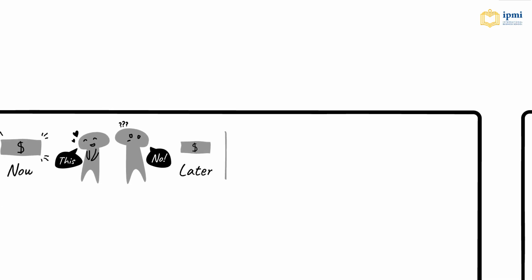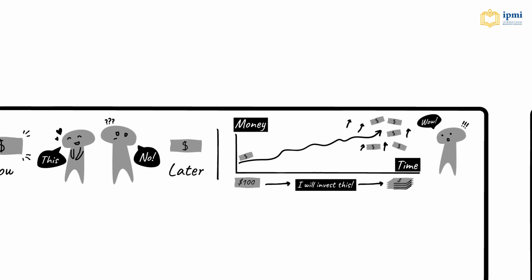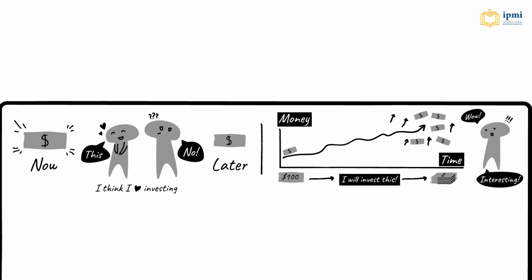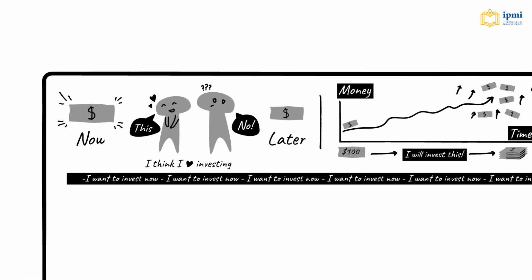Time value of money is a fancy way of saying that money now is better than money later. This is because you can invest money now and watch it grow over time. Let's say you have $100 today. If you invest it, it could earn interest and become more than $100 in the future. So, the $100 you have right now has the potential to be worth more in the future. That's why it's generally better to get money sooner rather than later.